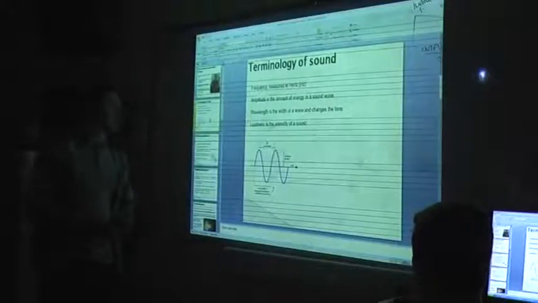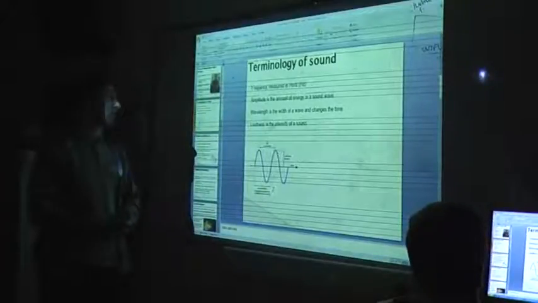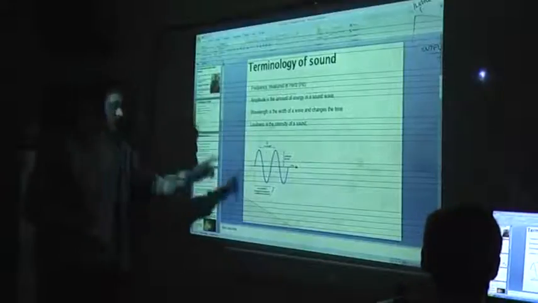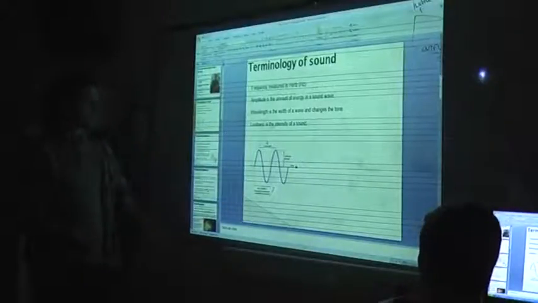Terminology of sounds: frequencies measured in hertz, amplitude is the amount of energy in a sound wave, wavelength is the width of the wave and changes the tone as well. Loudness is the intensity of a sound, and there's a diagram there that you can't quite see.